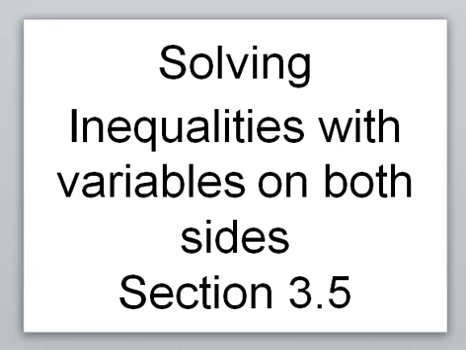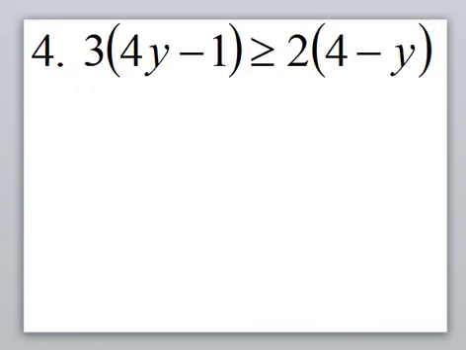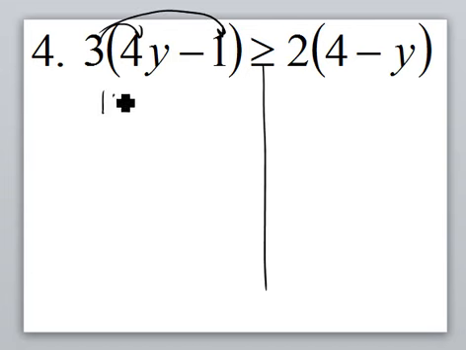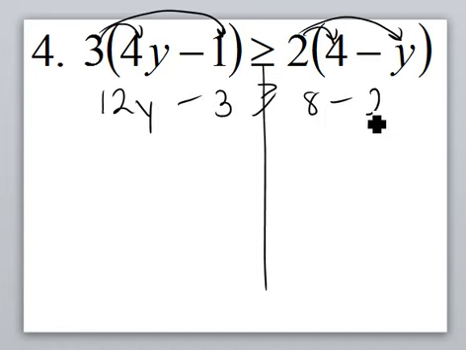Okay, again, we're going to do a few more examples. So I will jump down to where I left off. I was ready to do number 4. What I'm going to do on this one again is distribute. So I've got 12y minus 3 is greater than or equal to 8 minus 2y.